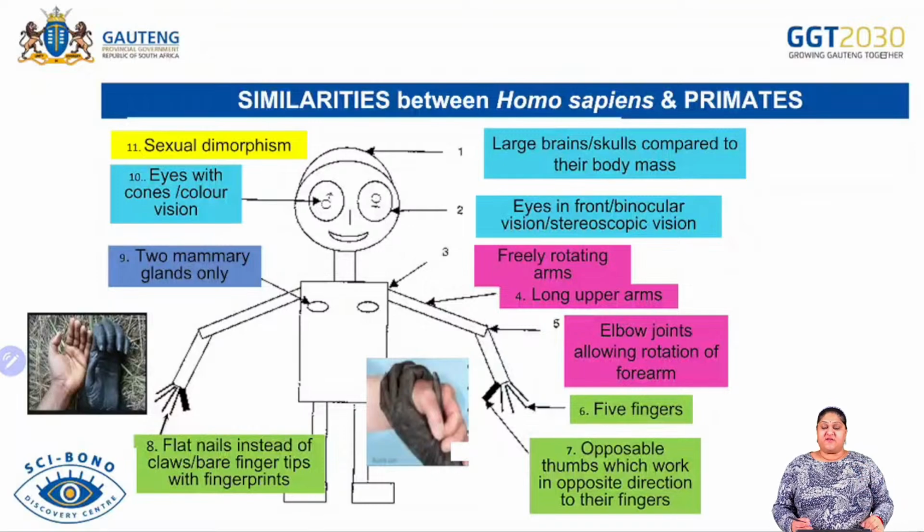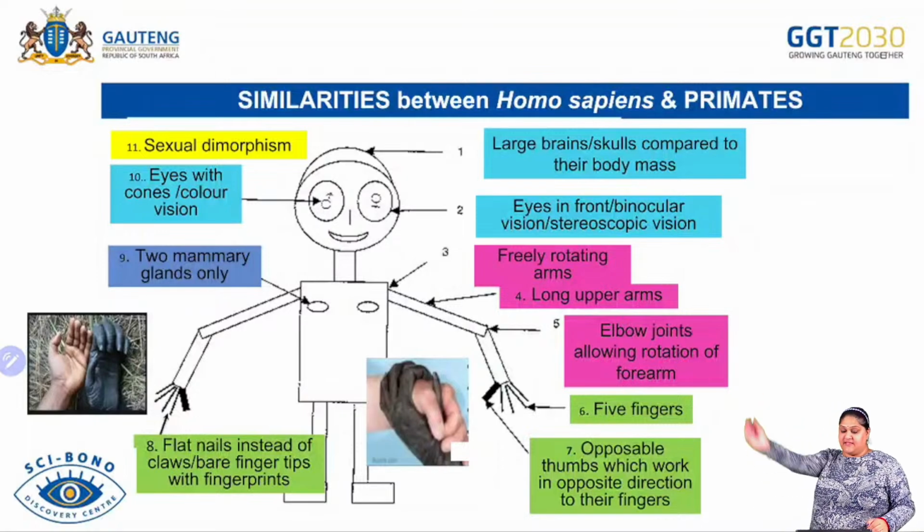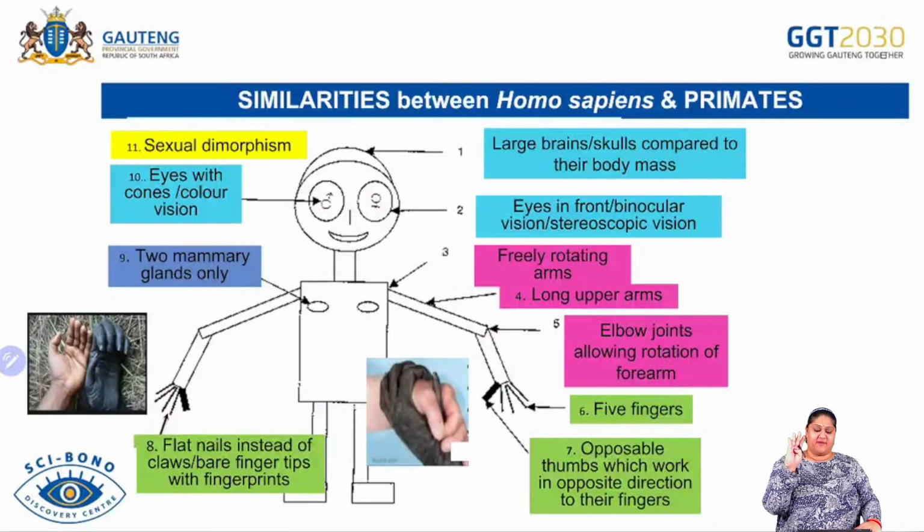Okay, so these are the similarities. You need to know them. Like I said, use your body to explain. We have larger craniums compared to their body mass. We have eyes in front. We have color vision, freely rotating arms, long upper arms, elbow joints allowing the rotation, 5 fingers, opposable thumb, flat nails, 2 mammary glands, and sexual dimorphism.